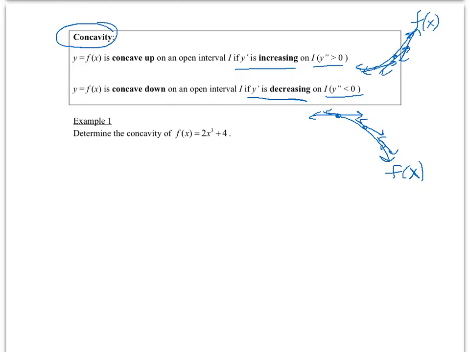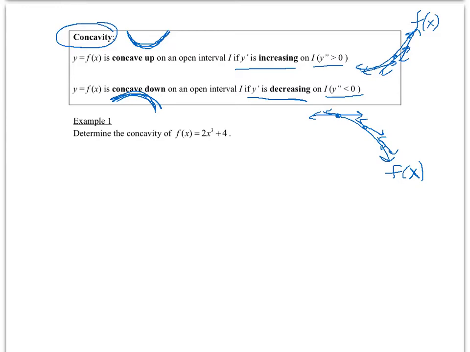Essentially, I like to remind people that a shape that looks like a smile would be concave up. A shape that looks like a frown is concave down, which makes sense. If you're in a good mood, your mood is up, you'd be smiling. And if you're down, then you'd be frowning. So again, the second derivative talks about the shape of the curve, and essentially whether our derivative values are increasing or decreasing.